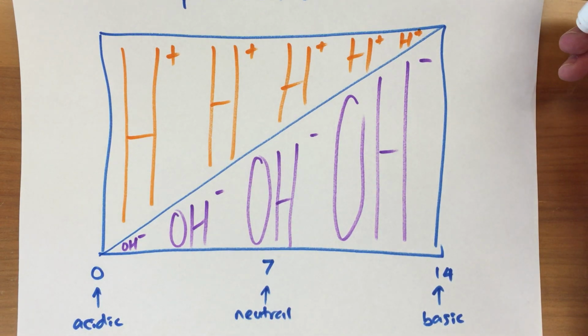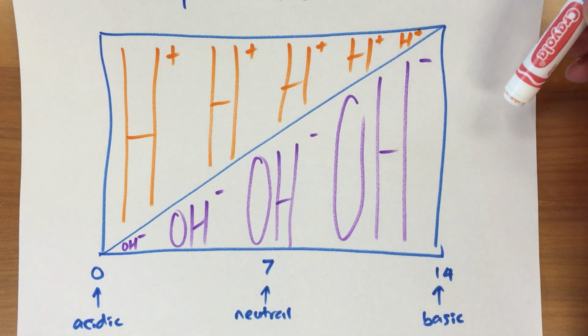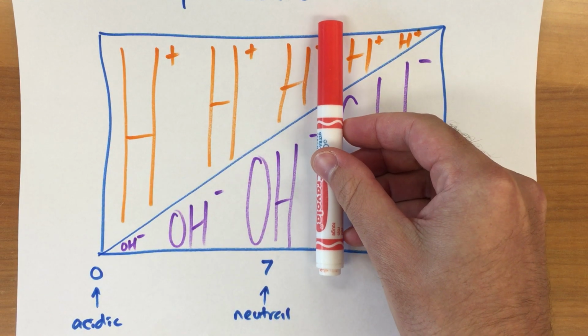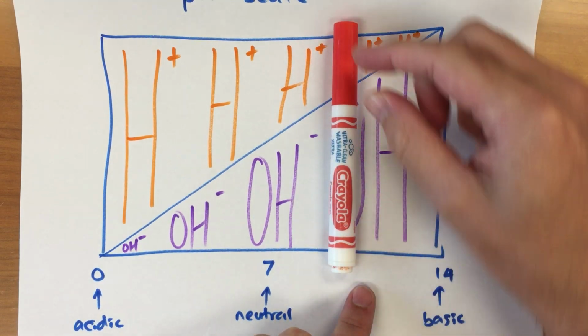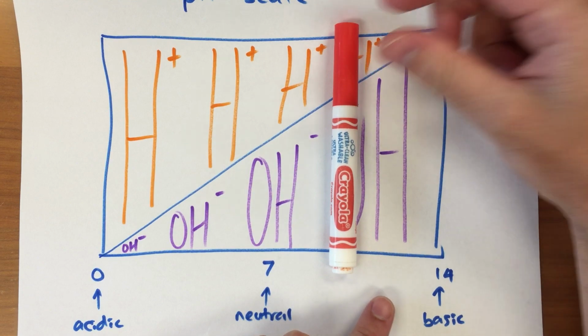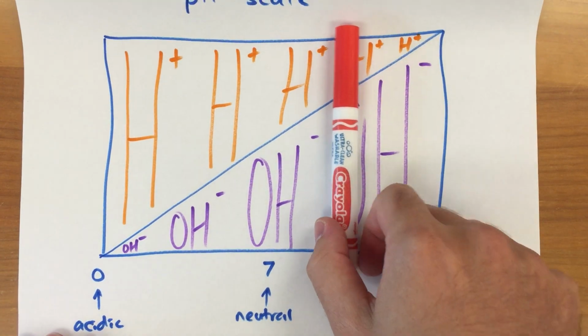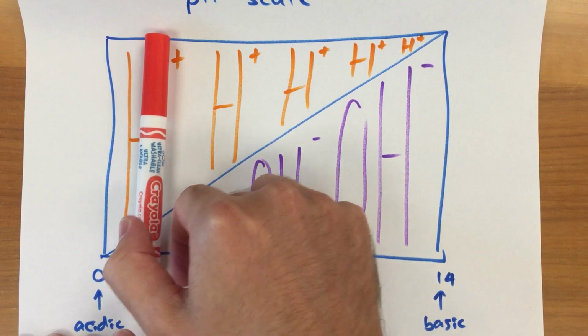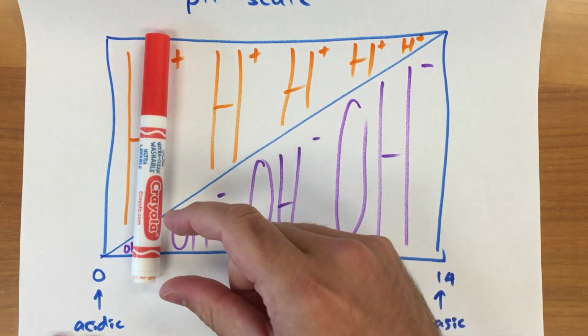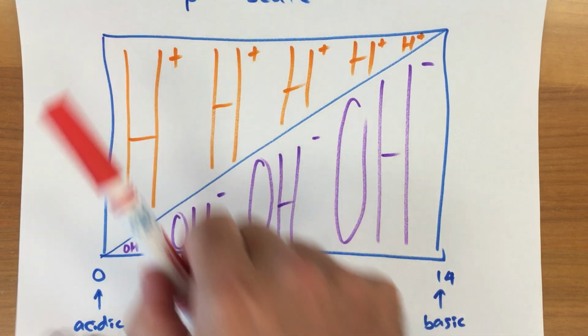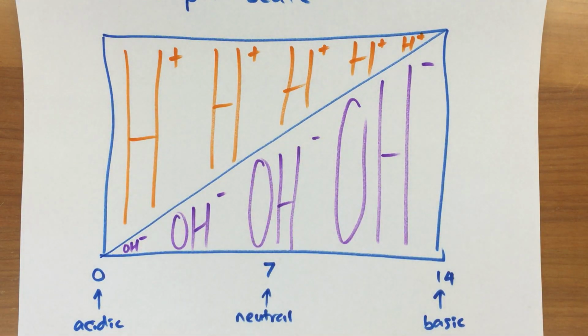So if I tested the pH of an unknown solution and it came back that the pH was 10, I could say that it's around about there, which means that it's going to have much more OH- than H+. If the pH was 2, I could know that it's down there. And the H+ is going to be much higher than the OH-. So this diagram can be really helpful for understanding the concentration of ions present in the different pH solutions.